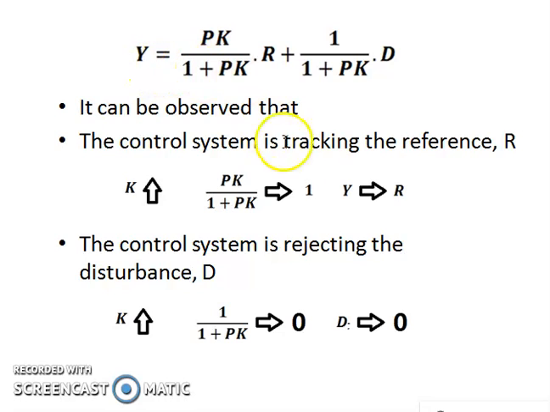Y tending to R means that the output is tracking the reference, following the reference. D tending to 0 means that the control system is rejecting the disturbance.